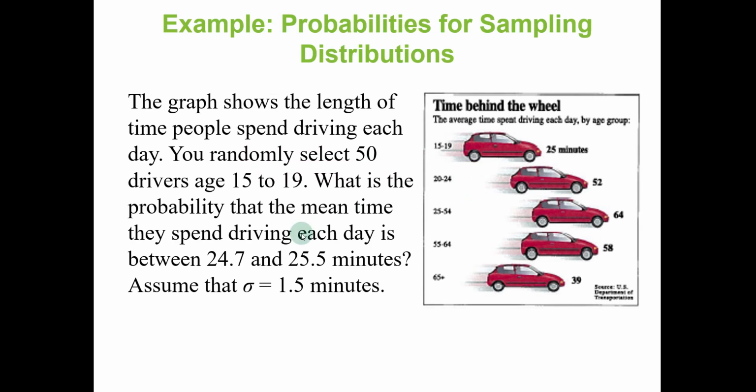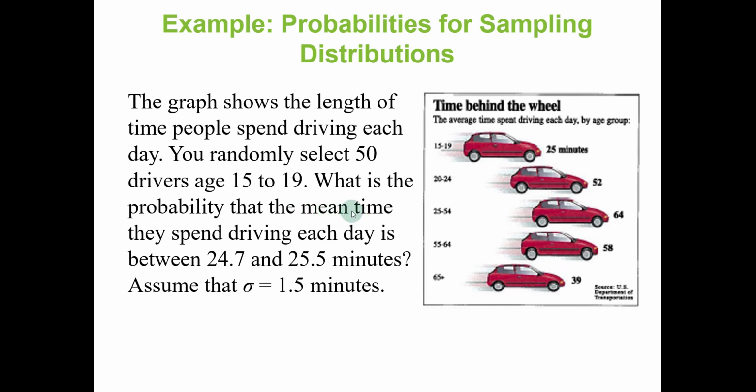Let's use it. So in this case, you've been told that you have an n of 50. You are looking for this particular group, 15 to 19. And you've been told that it says, what is the probability that the mean time? This is the key word. Whenever you see the words the mean time, they are looking for the probability of the mean time.